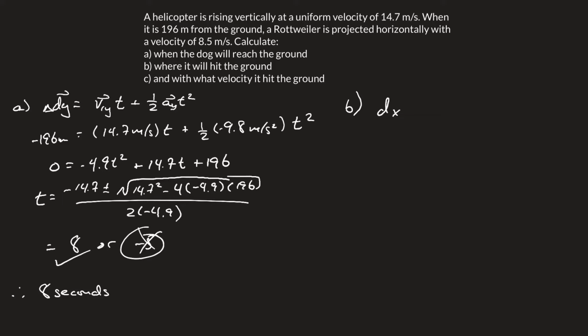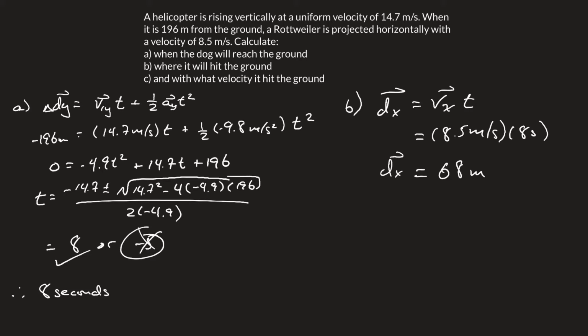Well, we can say our change in displacement in the x direction is equal to our x velocity times time. This is all stuff we know. So the x velocity is given in the question, 8.5 meters per second. It's positive because we've defined that forward direction to be positive, times 8 seconds. And that leaves us with 68 meters. So you have a therefore statement. Therefore, the dog lands 68 meters in front of the helicopter, for example.